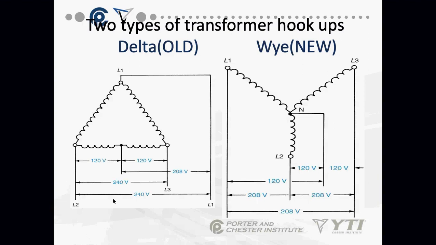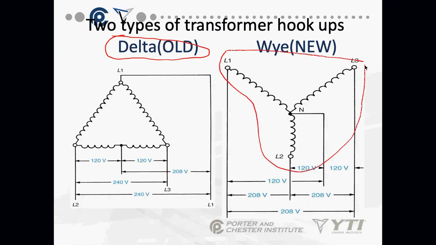Okay, there's two types of transformer hookups. Now, this is on the feed side. We come in from the street, and we're bringing in two different types of wiring when we're talking about three-phase power. We have the delta wiring. Anybody can tell me why it's called delta? It looks like the Greek delta symbol. Yeah. Okay, and we have the Y.